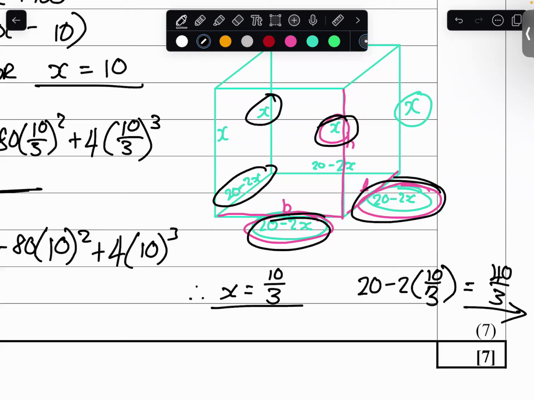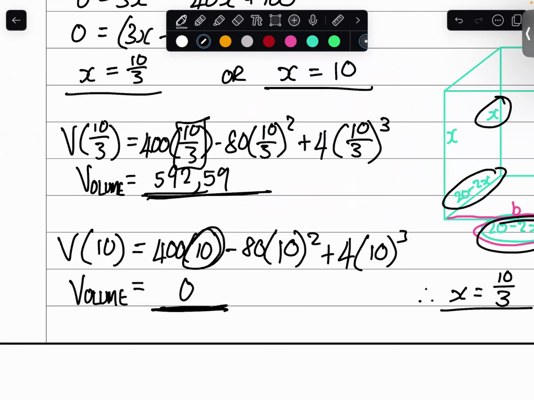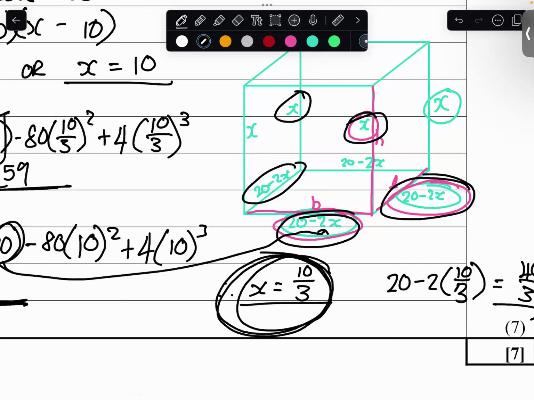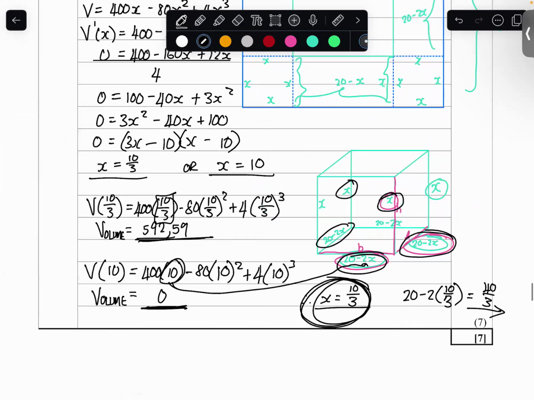All right? So meaning to say, you can't take x as the 10 value, this one, and sub it back into this, 20 minus 2 into 10, to give you that corresponding dimension, because that's not the dimension that will produce the largest volume. This is the x value that will produce the largest volume. So this is the answer to it. Your answer must give you this 10 over 3 and this 40 over 3 as your final answers, these two.